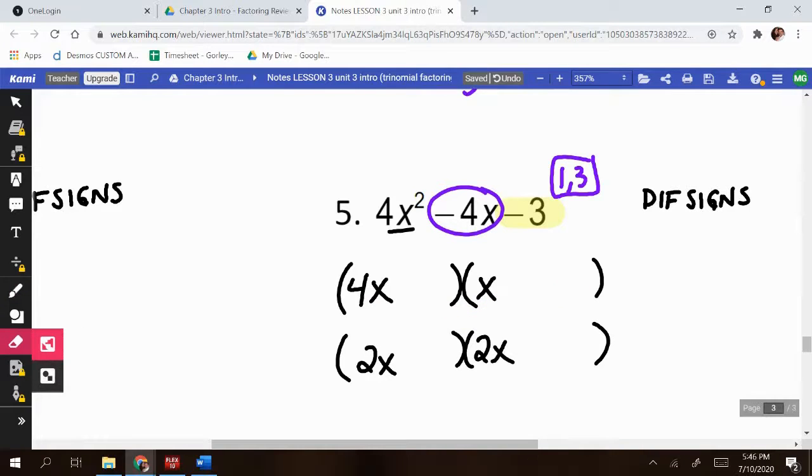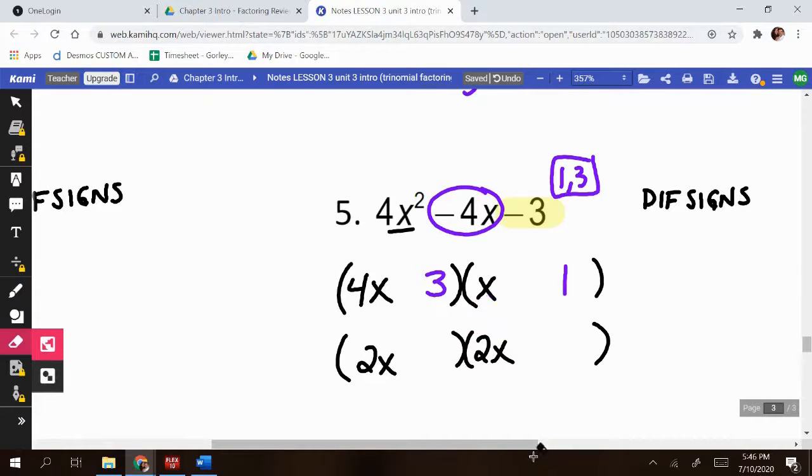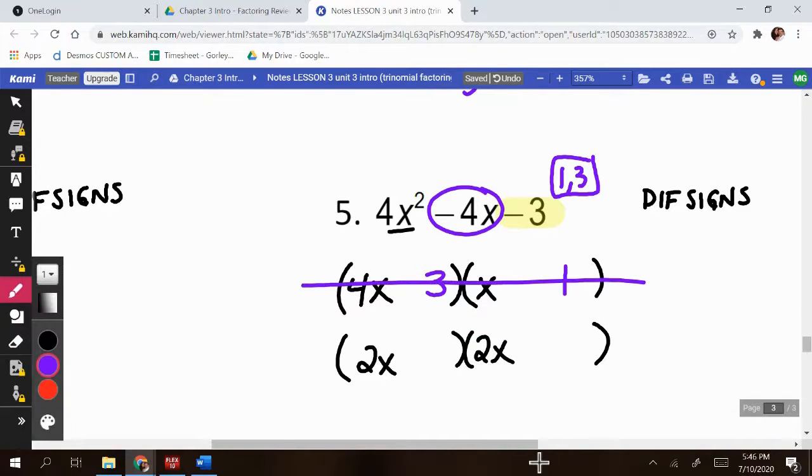So that didn't work. Don't be afraid to make mistakes, right? It's called guess and check for a reason. Now the outers are 4x and the inners 3x. 4x and 3x, that's not going to get me to negative 4x. So it looks like that first option's out. I'll just put a 1 and a 3 there.